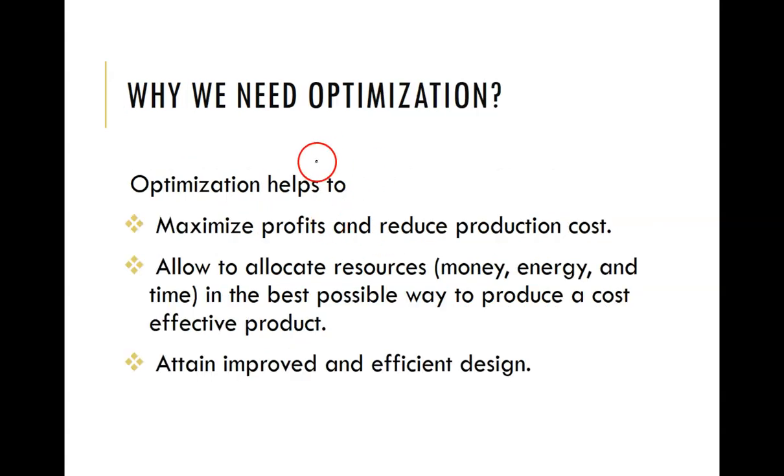We need to have the optimization in order to maximize our profit and reduce our production cost. It allows us to allocate the resources, which are money, energy, and time, in the best possible way to produce a cost effective product. It helps to attain improved and efficient design of a process. So that's what your process optimization goals are.